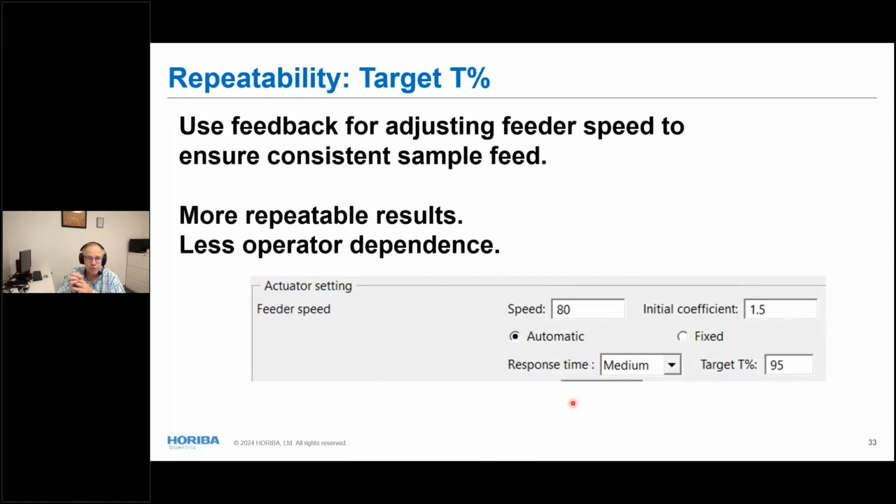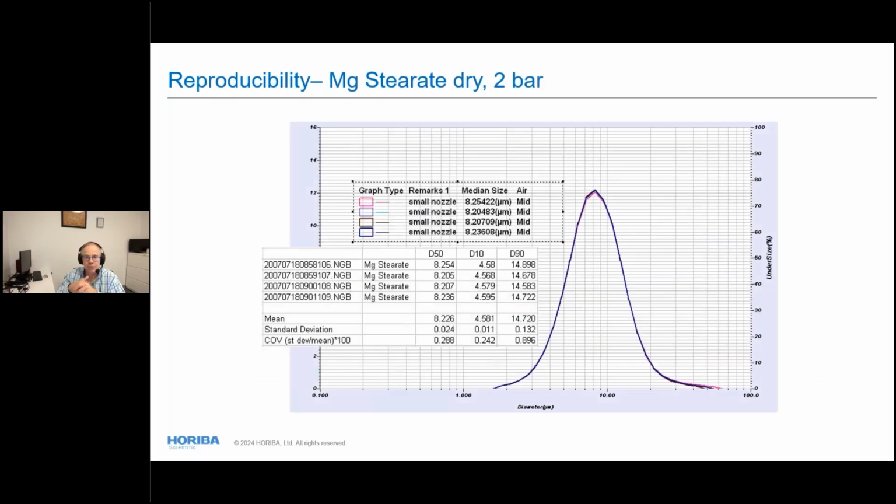I mentioned the feedback control. So you can set an initial speed, and you can set a target transmittance or obscuration, and let the system decide how fast to feed. This means you're less dependent on how the operator loads a sample into the hopper, and it gets you better repeatability. So for example, this is mag stearate, run dry, 2-bar air pressure, and my D50 is 8.23 microns, and the coefficient of variation is about 0.3%. So you get very, very tight repeatability.